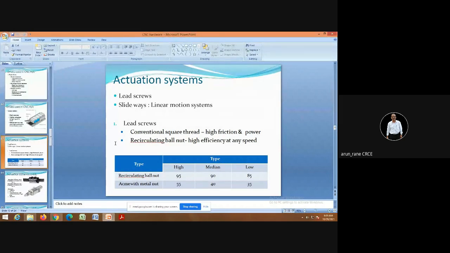For actuations, lead screws and slideways are used, but in CNCs we don't use lead screws, but rather we use ball screws in order to reduce the friction. Lead screws are used on conventional machines.